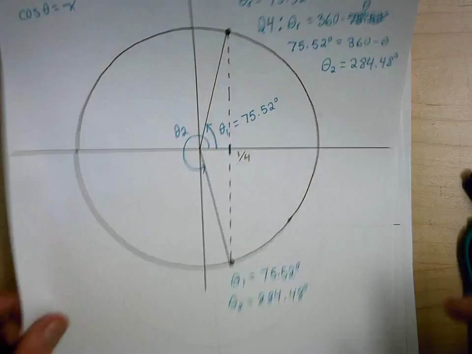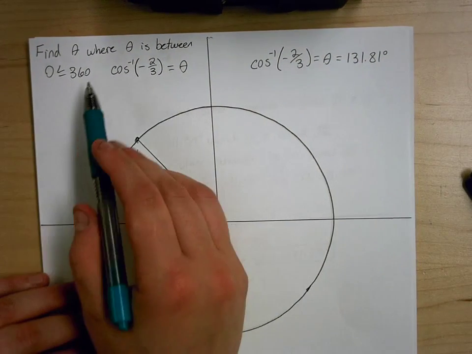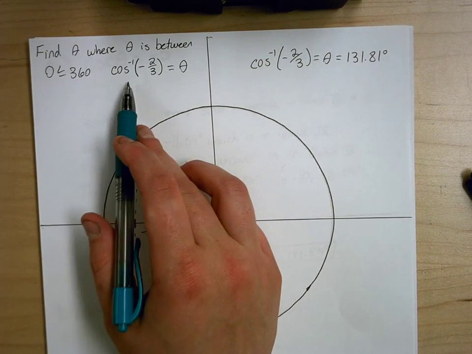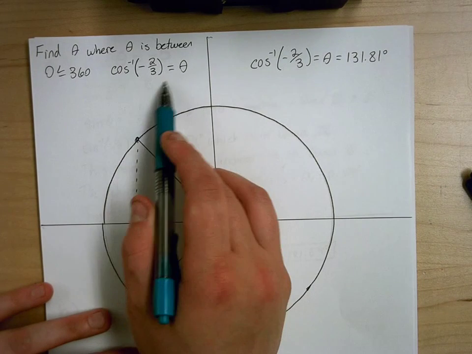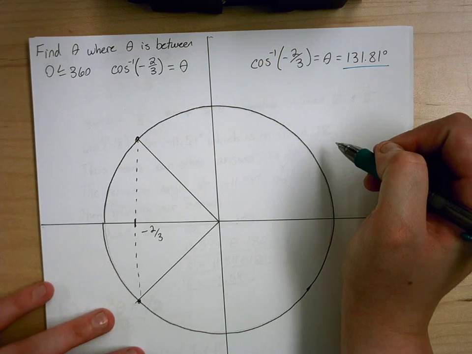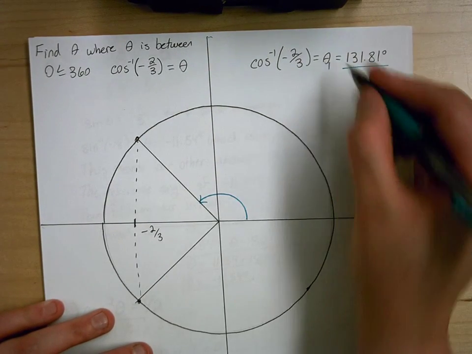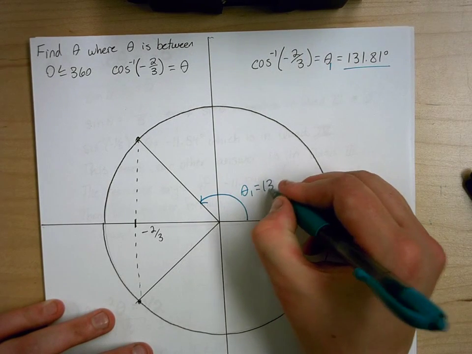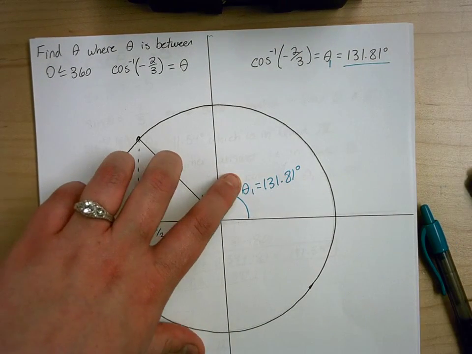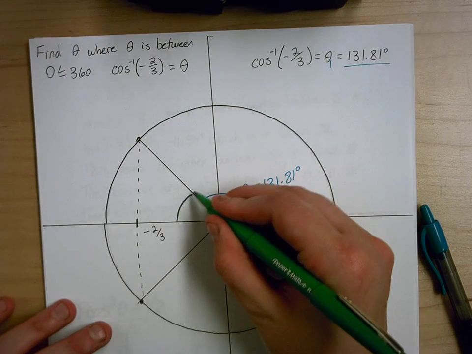All right, let's just do one more example with cosine. Okay, so again, we want to find theta where theta is between 0 and 360, just like the other ones. And this time, cosine inverse of negative 2/3 equals theta. So we plug this into our calculator. We get that it's 131.81. All right, so that means that this angle, call this theta 1, is 131.81 degrees. Now this isn't as nice as the other ones because this isn't a reference angle. It's also not acute, so we can't just take the absolute value. So what we're going to have to do is find this theta r here.